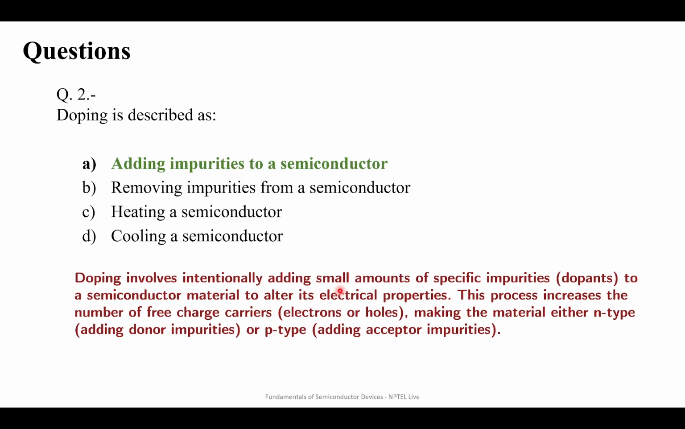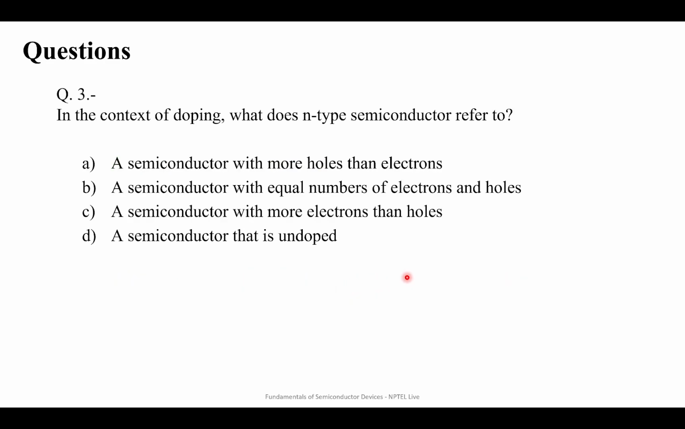Now to continue this doping section, in the context of doping, what does an N type semiconductor refer to? A semiconductor with more holes than electrons, a semiconductor with an equal number of electrons and holes, a semiconductor with more electrons than holes, or a semiconductor that is undoped.